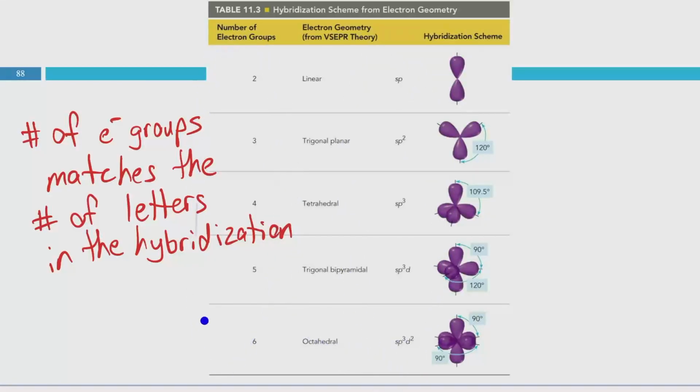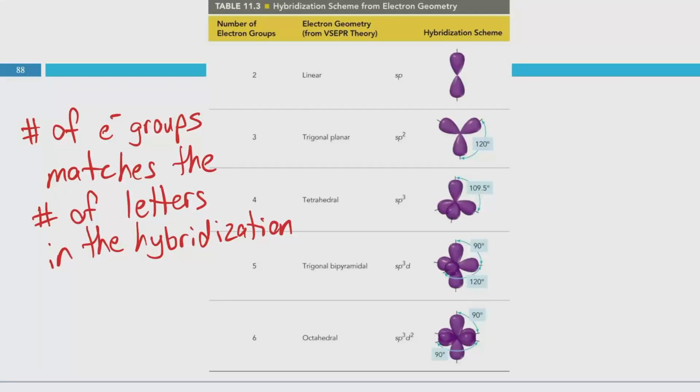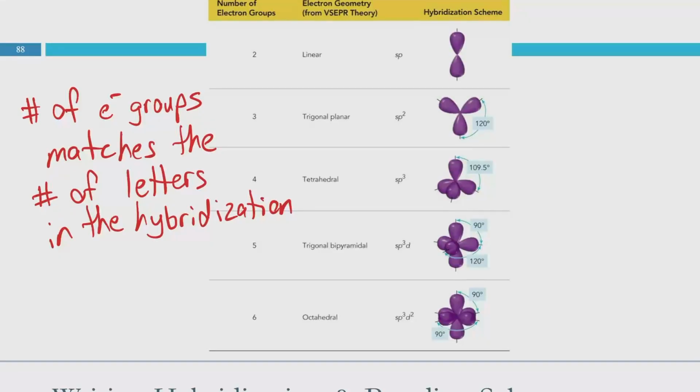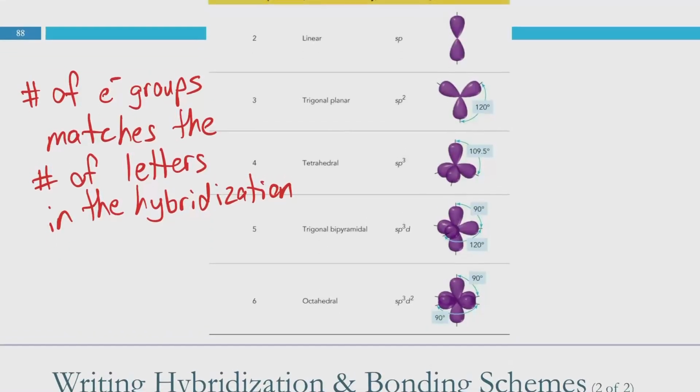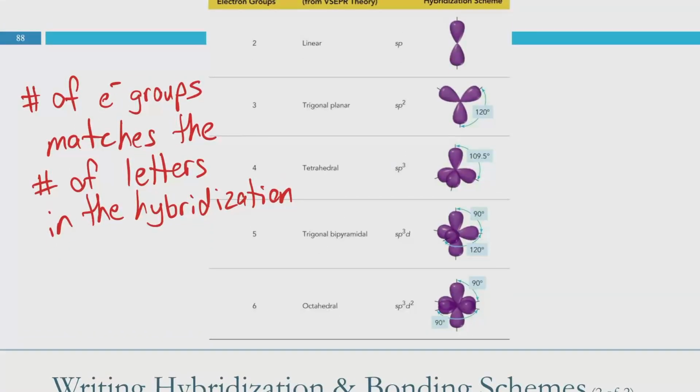It's based on the number of electron groups. Number of electron groups that we have equals the number of atomic orbitals that we put into our hybridization. The number of electron groups also tells us what the electron geometry is, which is the orientation of our hybridization. Good flashcard material, perhaps.